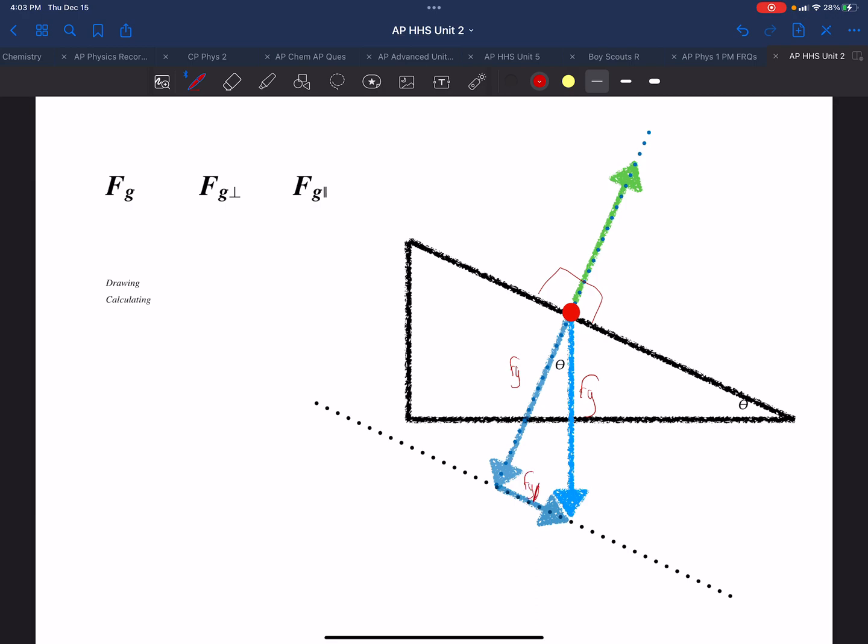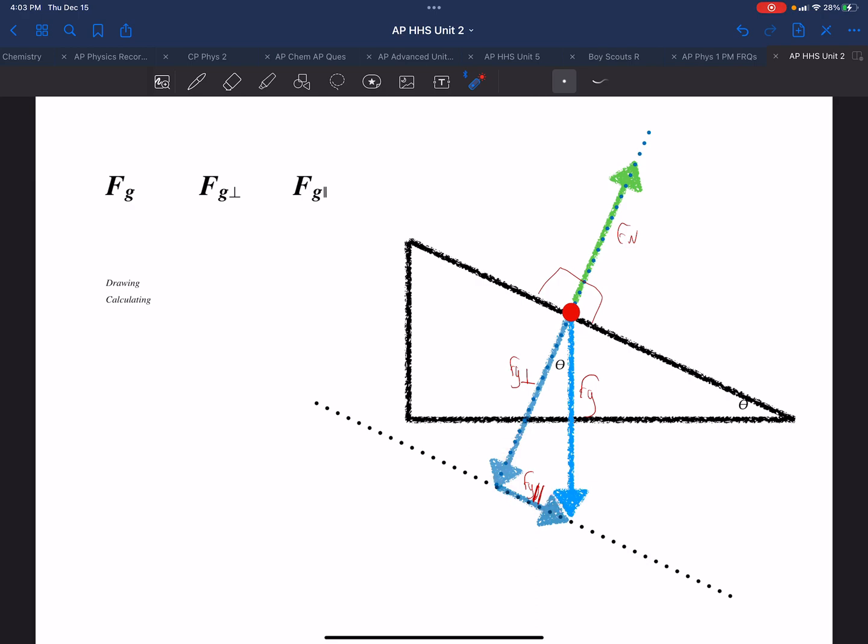Down here, it's easy to see that this is the part of gravity that's parallel to the inclined plane. It's the part of gravity that's pulling it down the inclined plane. This component is perpendicular to the surface. It's like normal, but underneath. So we call it the force of gravity perpendicular. Normal means perpendicular to the surface, and so does force of gravity perpendicular; it's just underneath. So that is how we draw these two. We draw force of gravity and its components, perpendicular and parallel.